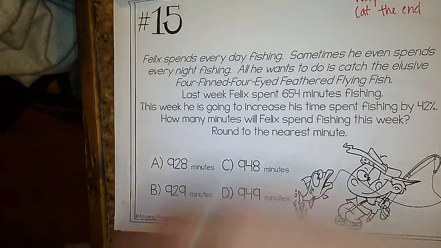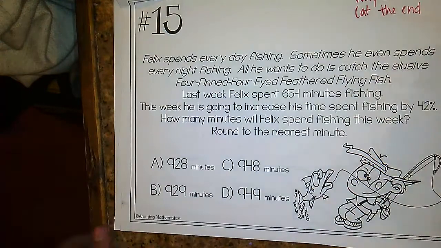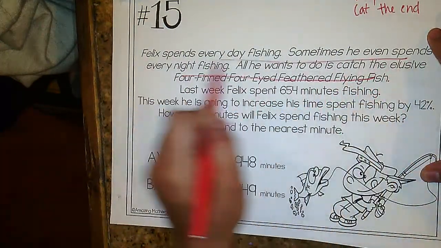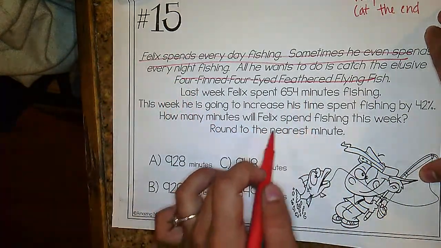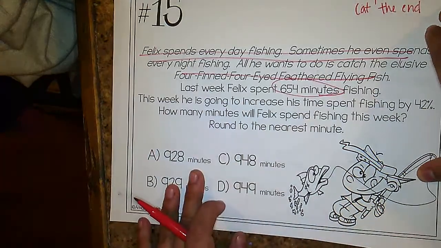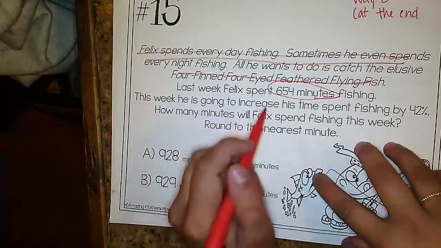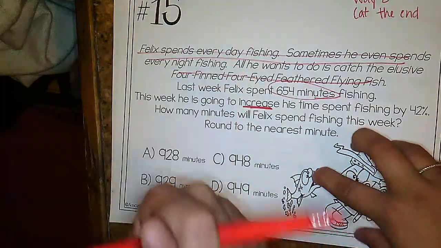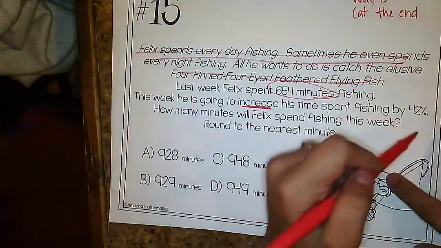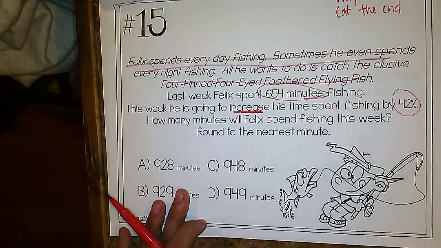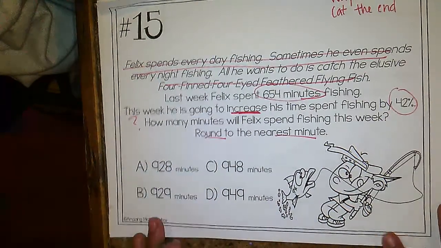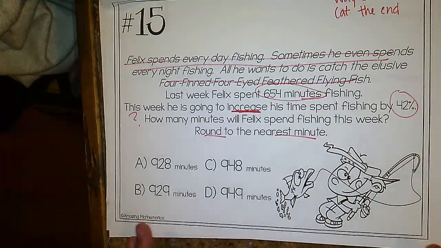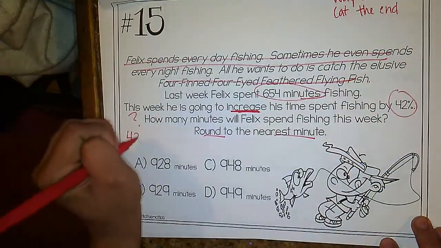So first thing I'm going to do is eliminate information that I do not need in order to solve this problem. That's awesome that he wants to catch this super crazy fish. I don't care though. That doesn't help me solve it. I see that there are 654 minutes, so I'm going to circle that. That sounds like an original. I'm going to look and see that it says increase. That's important for me to know, so I know to add because it's getting bigger. And it's by 42%. That sounds like a percent that I might need to know. And it's asking me to round to the nearest minute. Here is my question. So first thing I'm going to do in way 2 is I'm going to already multiply that percent by my original.